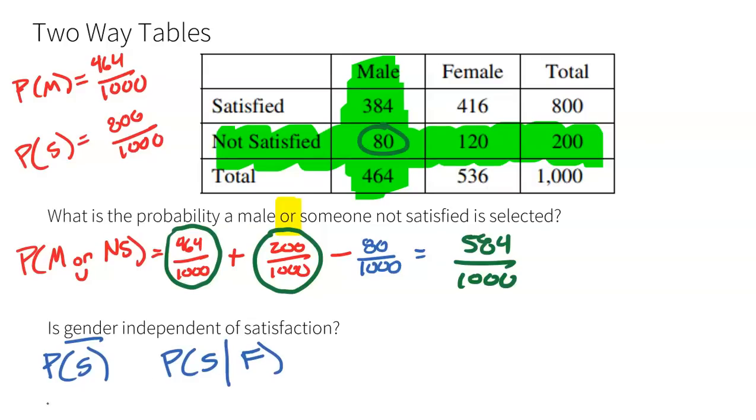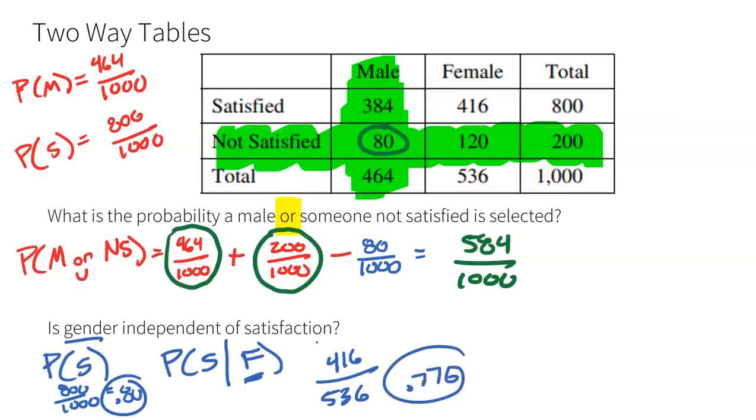Now, satisfied, we already figured out, was 800 out of 1,000, which is pretty simple math to do. Probably don't even need a calculator for that. That's 80% or 0.8. And then conditional probability, which we're going to talk about in one more second, but just to show you how easy this is. Here the condition is female, so I'm only allowed to look at the 536 females. That limits my denominator to only looking at the females. And of those females, 416 were satisfied. Now, this I do need a calculator for. 416 divided by 536 is 0.776.